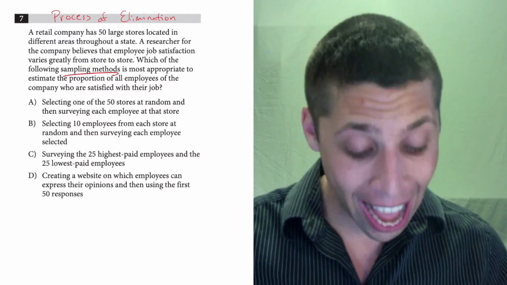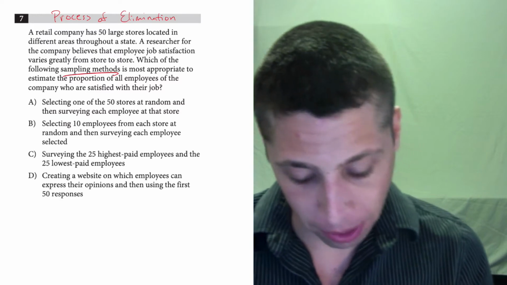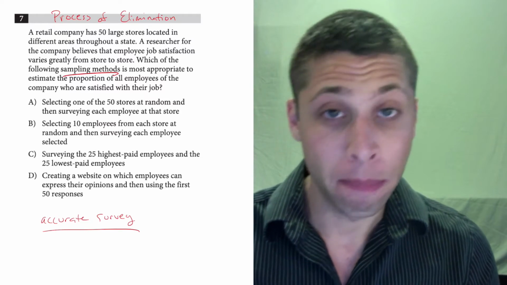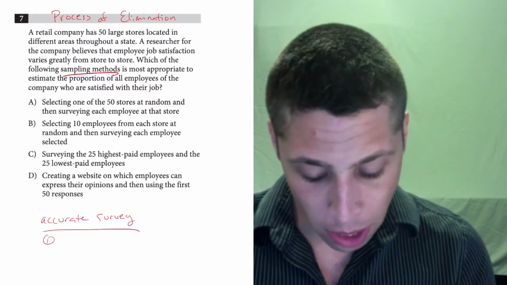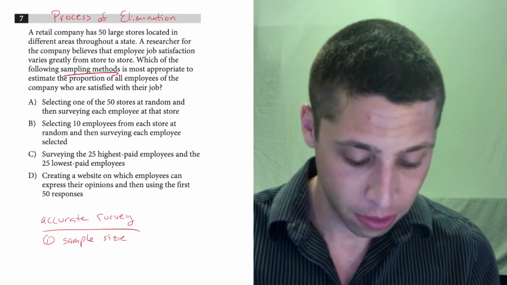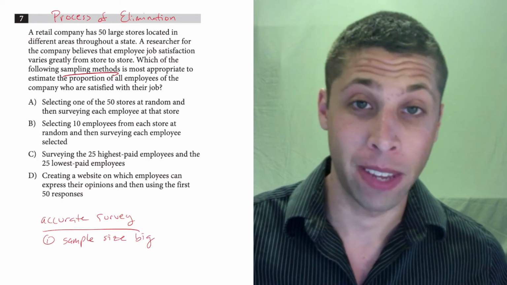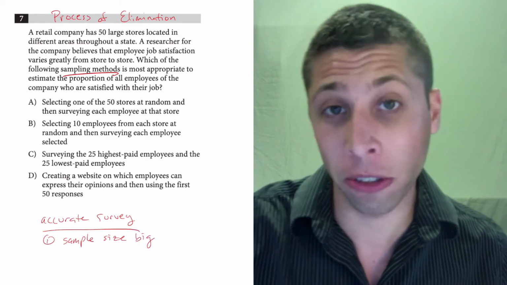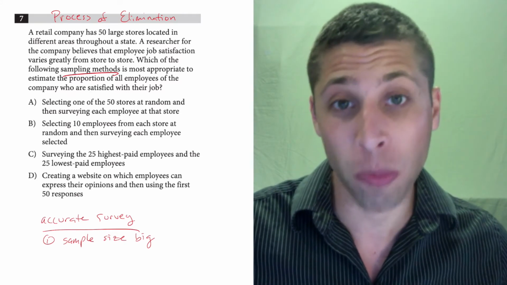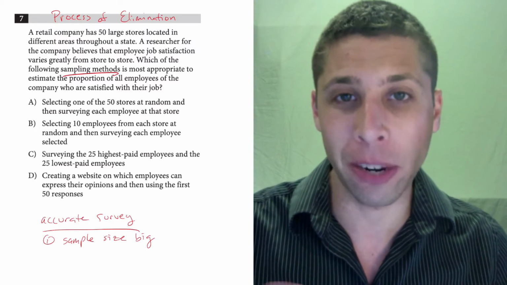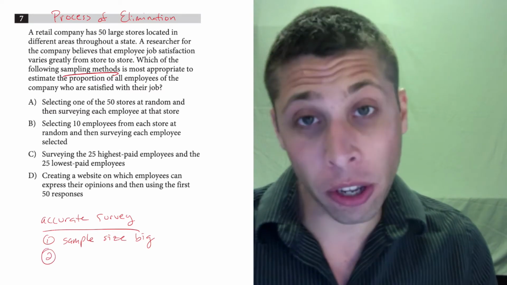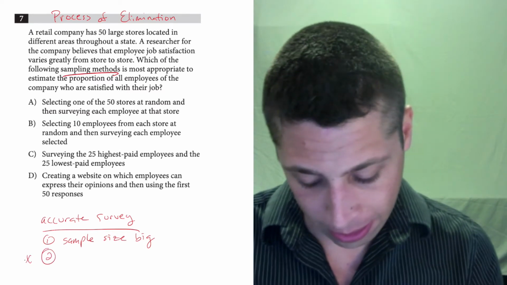And if we want to have an accurate survey, which is really what they're talking about here, an accurate survey must have two things. One, we want a pretty good sample size. We want it to be as big as possible. Basically, the more people you ask, the more accurate your survey, right? If we asked everybody, then we'd have a perfectly accurate survey, but we're not going to do that, so we're going to ask a smaller subset of people, but we still kind of want to ask enough people that it's useful.